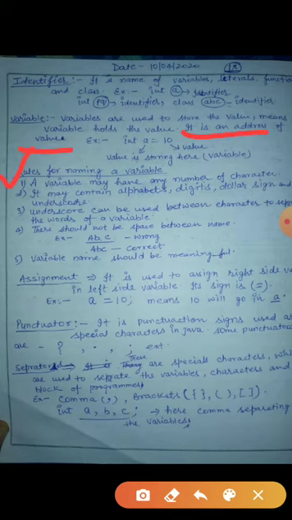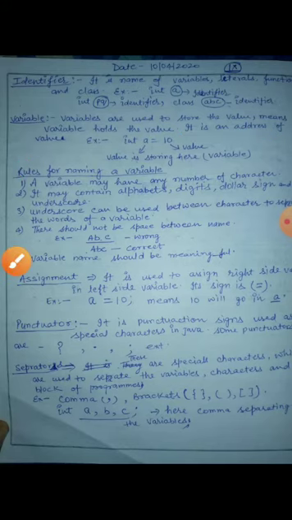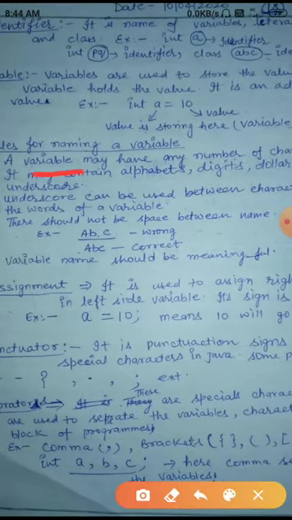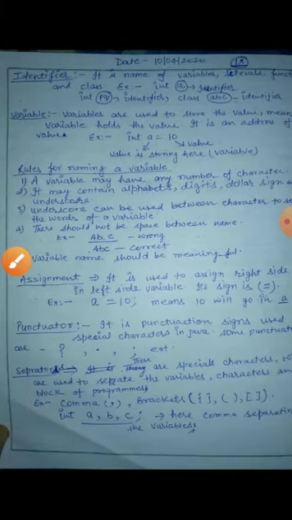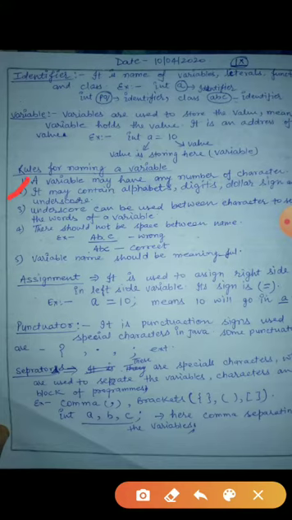Next one, rules for naming a variable. Rules means what rules you apply to choose the name of the variables. The first rule is, you can see here, variables may have any number of characters, meaning any character you can use. The second one is, it may contain alphabets, digits, dollar sign. So the first one, variable may have any character, and any length of name is possible. It may contain alphabets, digits, dollar sign.